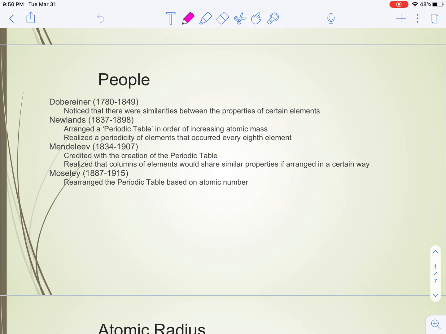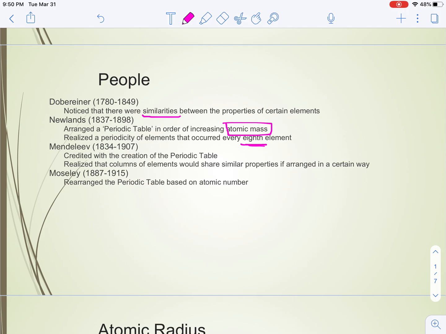So first off, we had Döbereiner, who noticed that as you look at different elements, a lot of them share common properties. They have a lot of similarities between them. So maybe there's a way we could arrange those elements in such a way where we make more sense of that. And so Newlands was the first to do that, and he did it based on atomic mass. Now we're based on atomic number, but he also realized that there's kind of a periodicity where things, in terms of properties, repeat every eighth element.